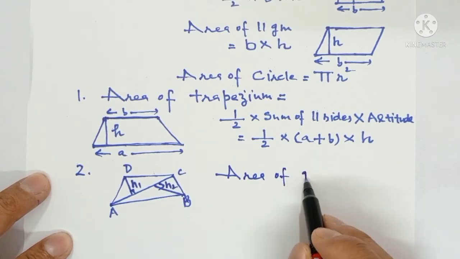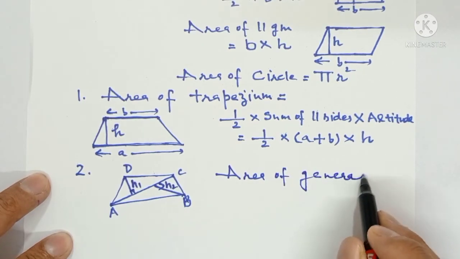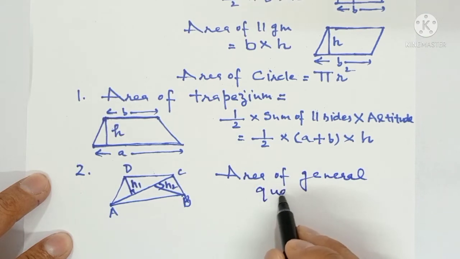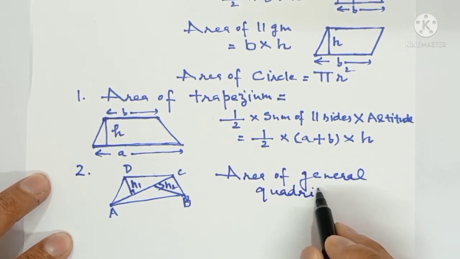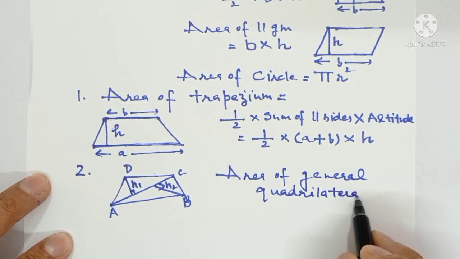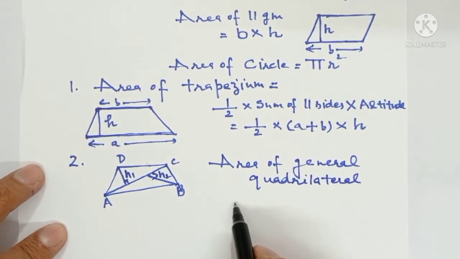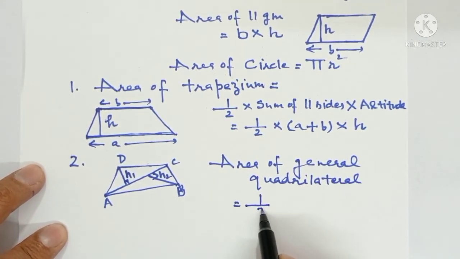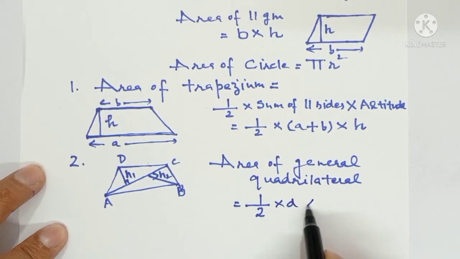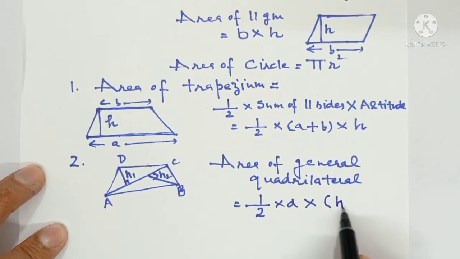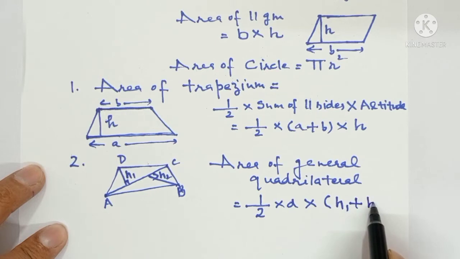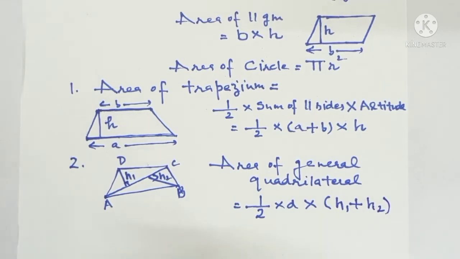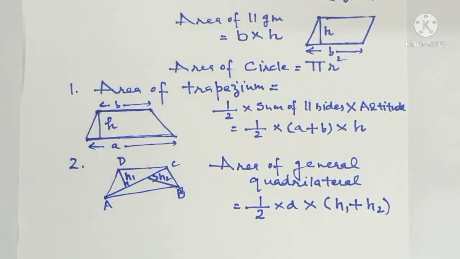Formula of area of general quadrilateral: it is 1 by 2 into diagonal into (height 1 plus height 2), meaning the sum of both the heights, the sum of both the altitudes. This is about area of trapezium and area of general quadrilateral.